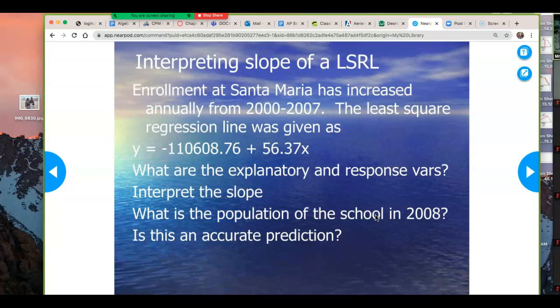So let's interpret the slope of the line. Enrollment at Santa Maria High School has increased annually from 2000 to 2007. The least squares regression line was given. What are the explanatory and response variables? What explains the other value? Years is X, and Y is the number of students. The enrollment means number of students.